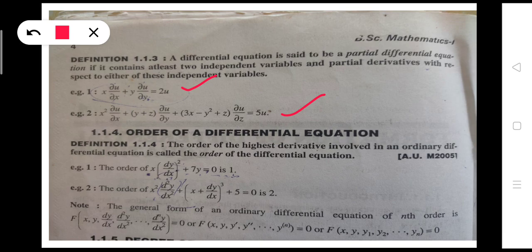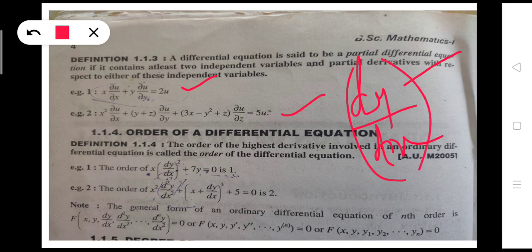Now, the order of a differential equation. What is the order? Suppose dy by dx is there. This is first order, first degree. Here the order is 1 and the degree is 1. Order means here only one derivative is there, dy by dx. So order is 1 and degree is 1 only.